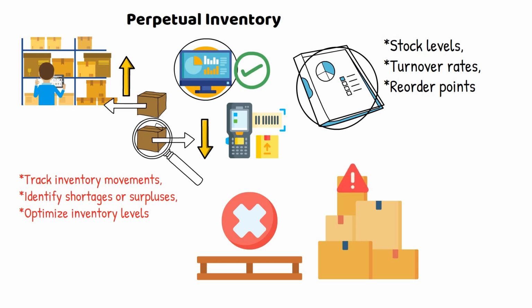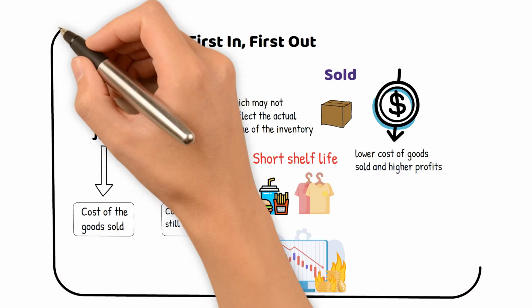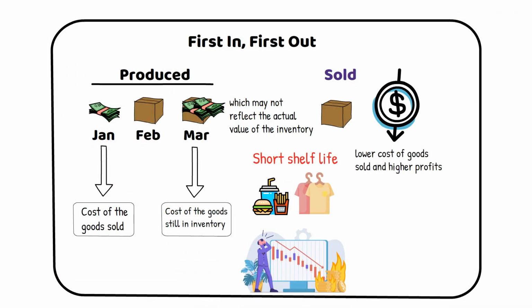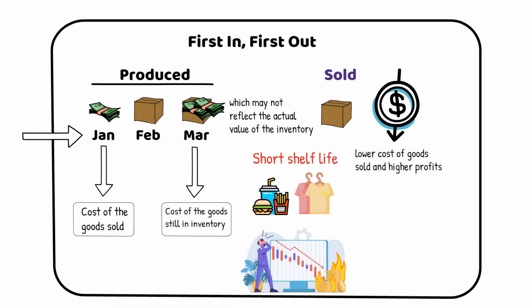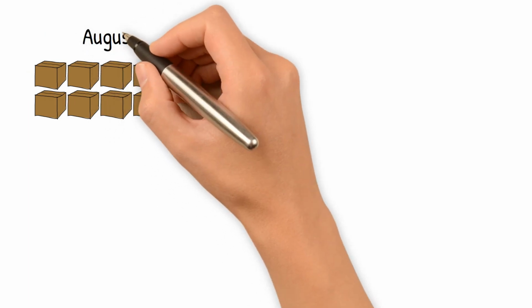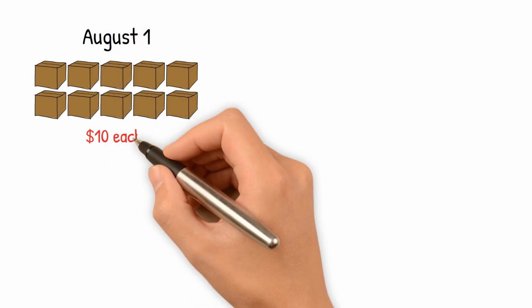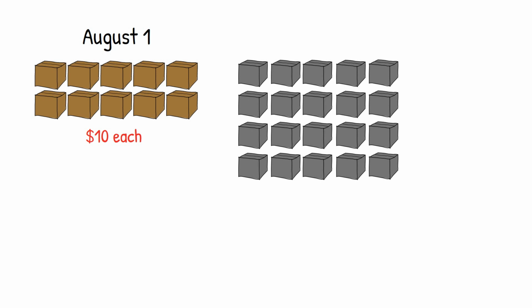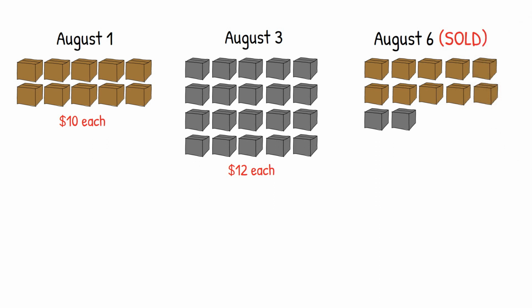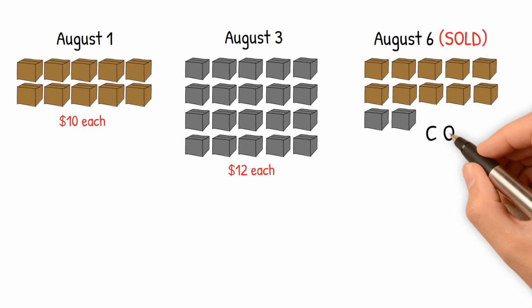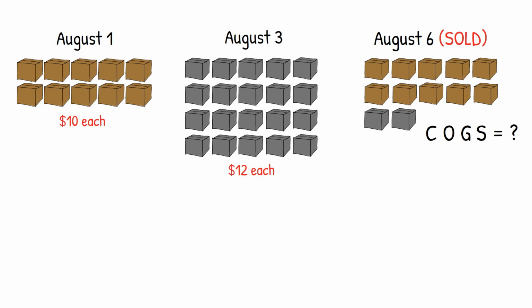Under the FIFO perpetual inventory method, the cost of goods sold is based on the assumption that the oldest goods purchased are the first ones sold. For example, assume 10 units of inventory are purchased on August 1st for $10 each, and 20 are bought on August 3rd for $12 each. Then, 12 units are sold to a customer on August 6th. What is the COGS of these 12 units?